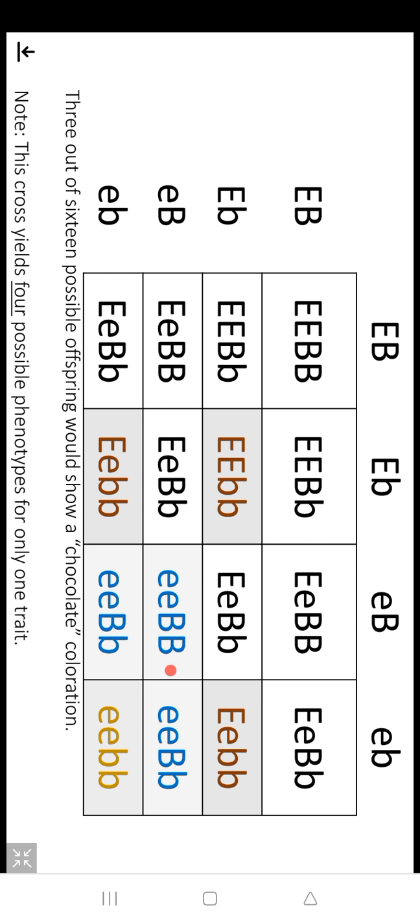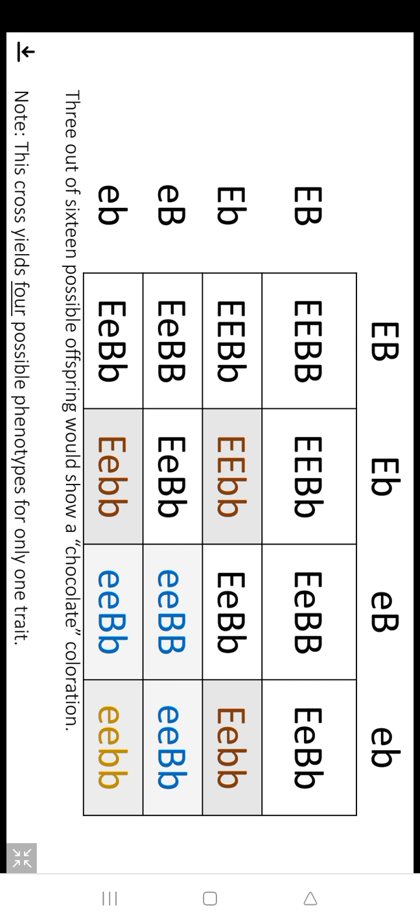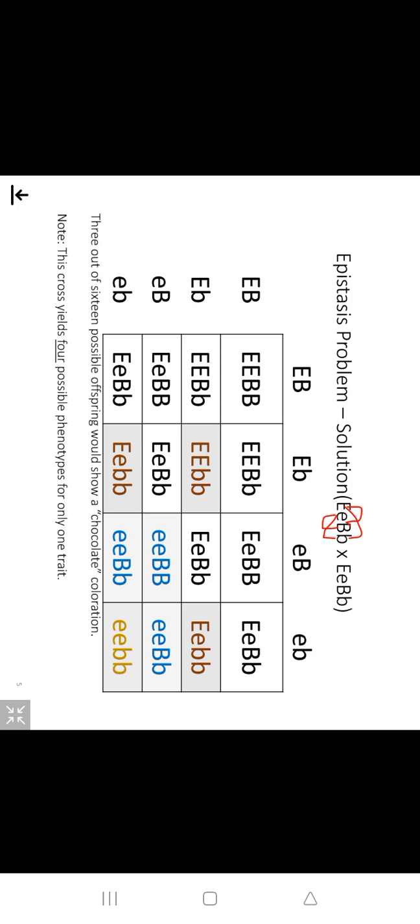So this one will be the blue one, because I cannot display the white. So the blue one will be the extreme white. Remember, B determines how much of the pigment is deposited, and E is for little or no color. So this will be extremely white. Then this one I think will be the other one, the brownish, this one. So I hope you have understood. So epistasis is interaction between two genes to control a particular trait.